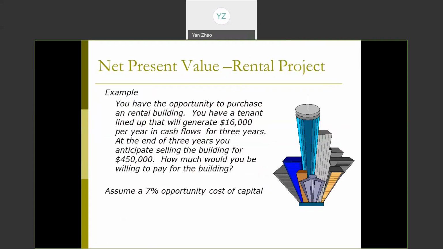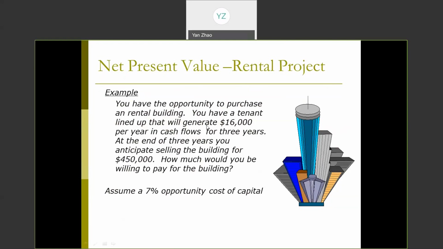Okay, throughout the chapter, I'm going to use two examples. One is this rental project example. Another one is the car manufacturer example. I'm going to use the pictures to show which example I'm talking about. So if you see this picture, the high building, we are talking about the rental project.